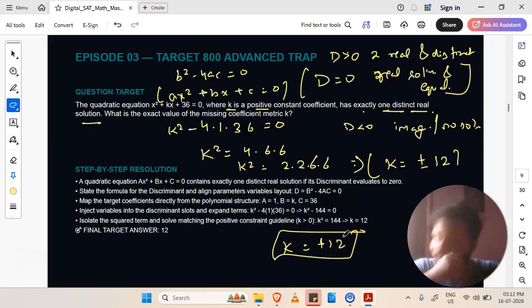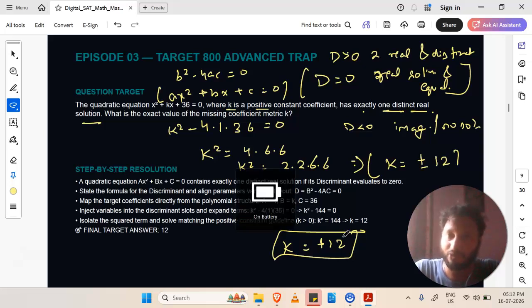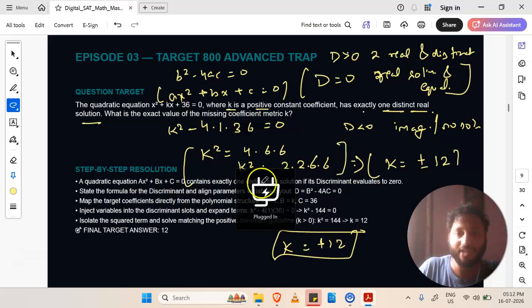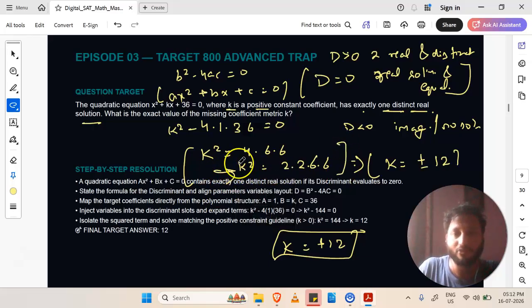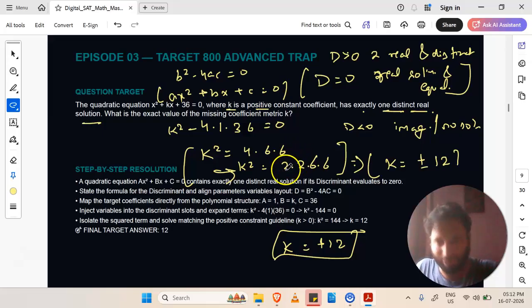So what was the approach to this question? Simple. First identify that the roots were equal. Next identify for what condition roots are equal: D is equal to 0. Third thing, and a time saving trick has to be used over here. If k square is equal to 4 into 36, 4 into 36 need not be multiplied. Keep them in the factored form.